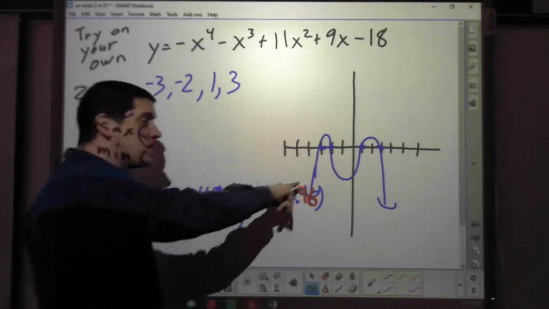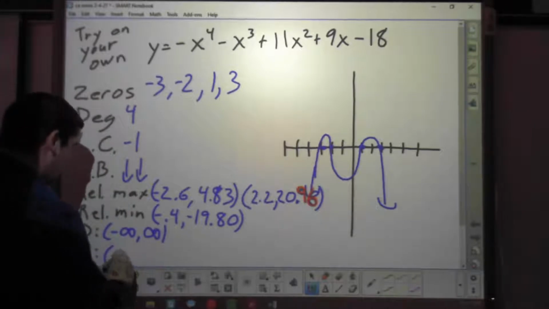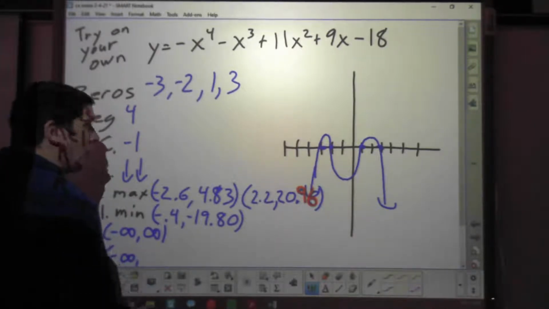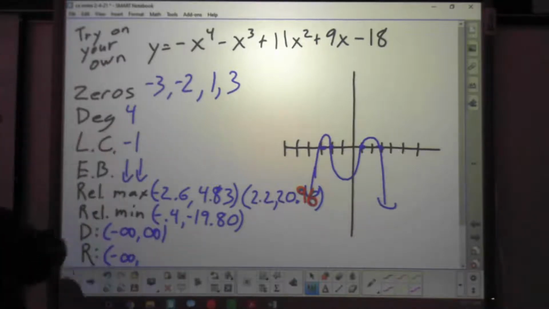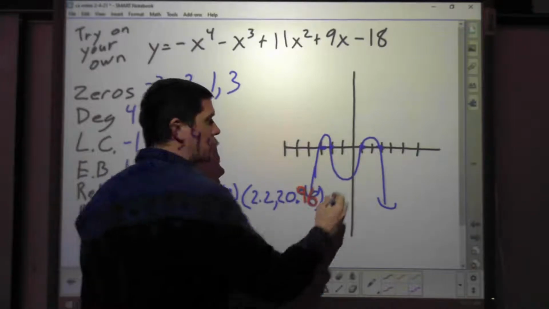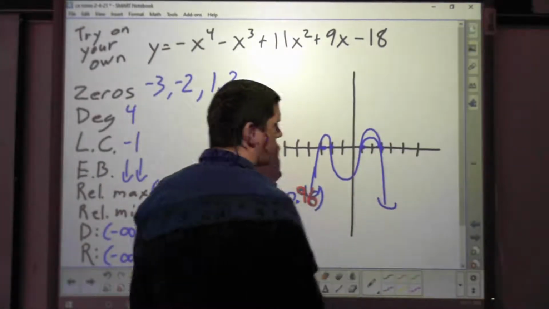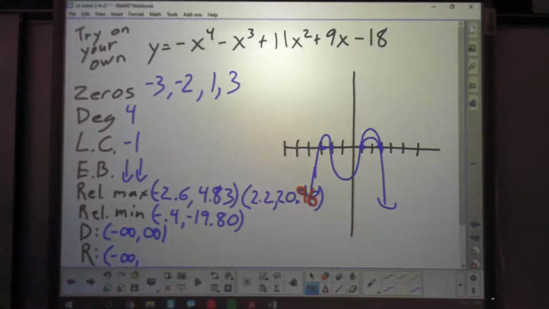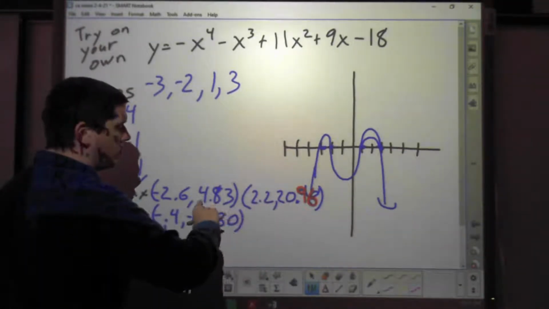So my graph is going all the way down, so I do have negative infinity here. But this is not going up to positive infinity. I definitely have a cap. Now, despite the way my graph looks, if I drew this a little more accurately, I probably should have had that curve go up a little higher, because we can see this only goes to 4.85 or 4.83.